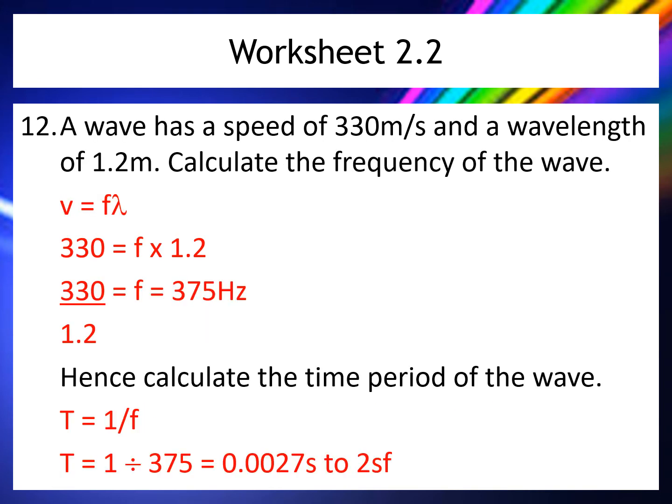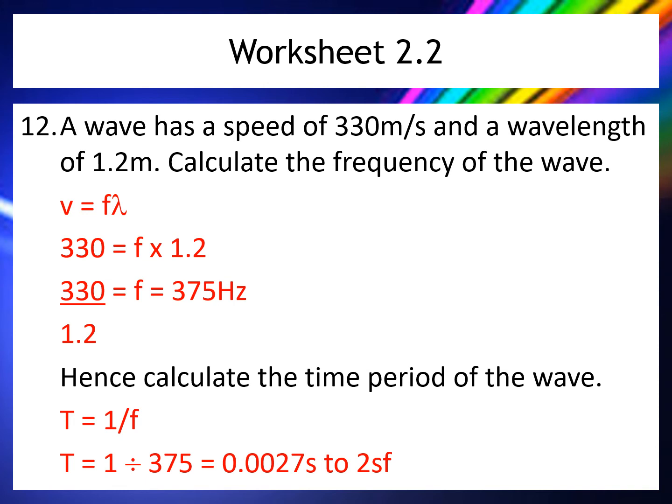This is a similar question, but going the other way around. So we start with v equals f lambda. The wave has a speed of 330 meters per second and a wavelength of 1.2 meters, and we're asked to find the frequency first. I've written out the equation and put the numbers underneath as before. 330 equals f multiplied by 1.2.